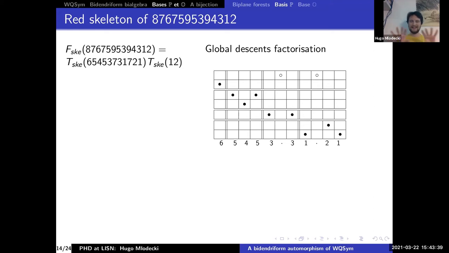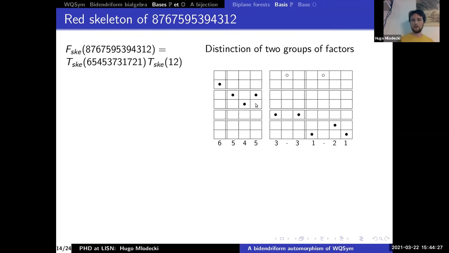And what I want to do is to distinguish two groups of factors: the ones that are after the first maximum we removed and the ones that are before. So here, in this example, it is simple because the first maximum that we see is here, between the 2, 3. So we say that this 2, 3 here and all the factors that are after are on the right side, and all the factors before, so the ones corresponding to the 6 and the 5, 4, 5, are on the left side. So we just separate these groups.